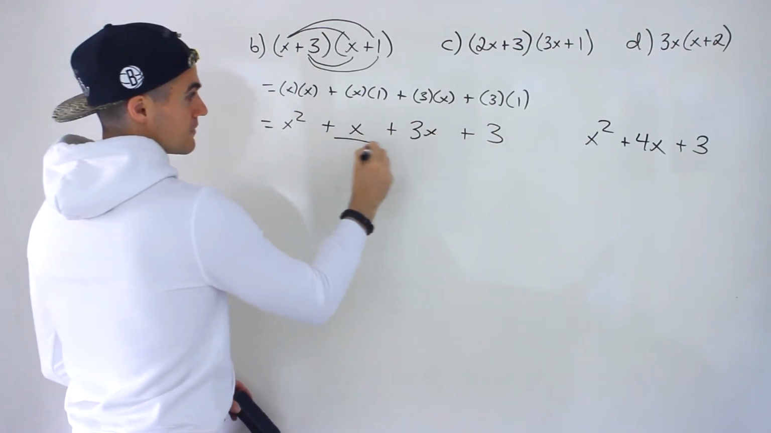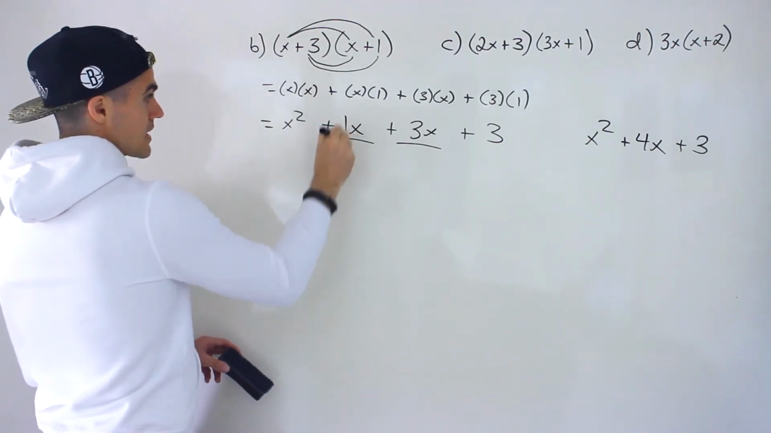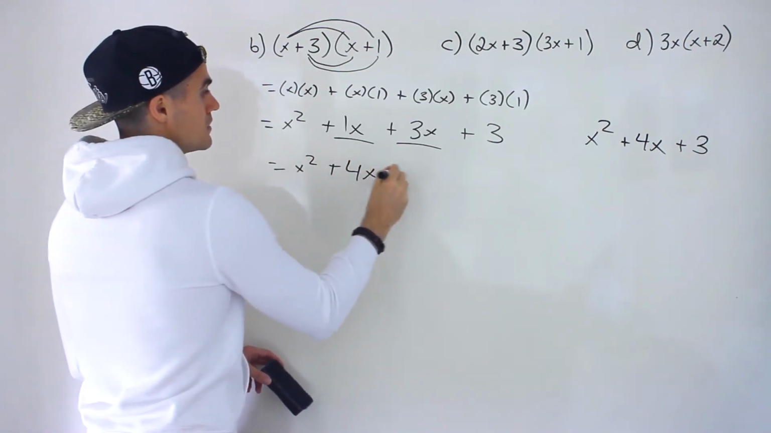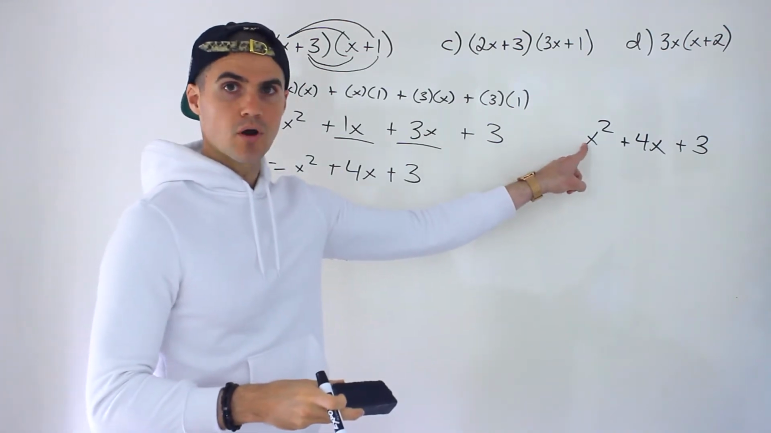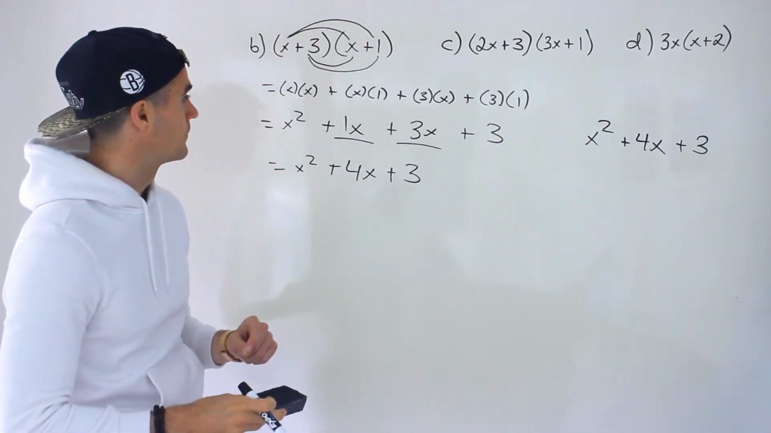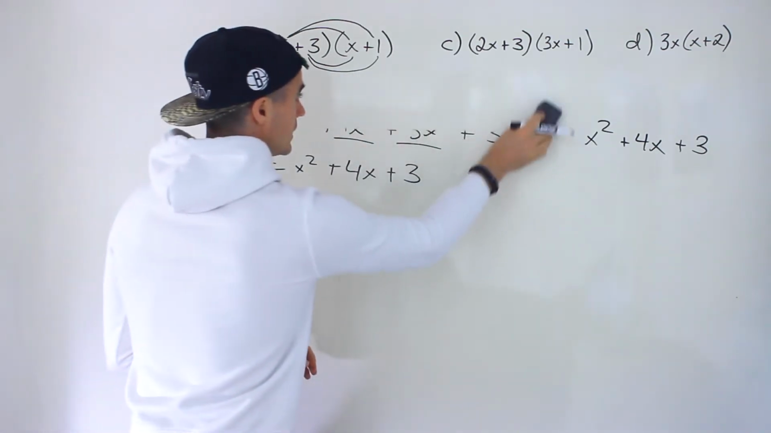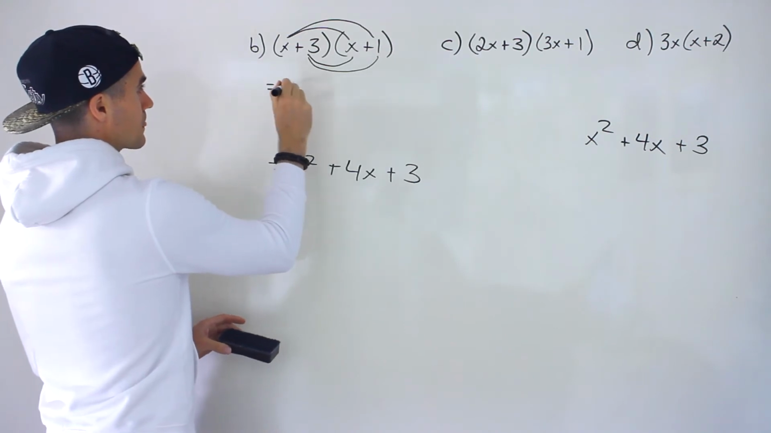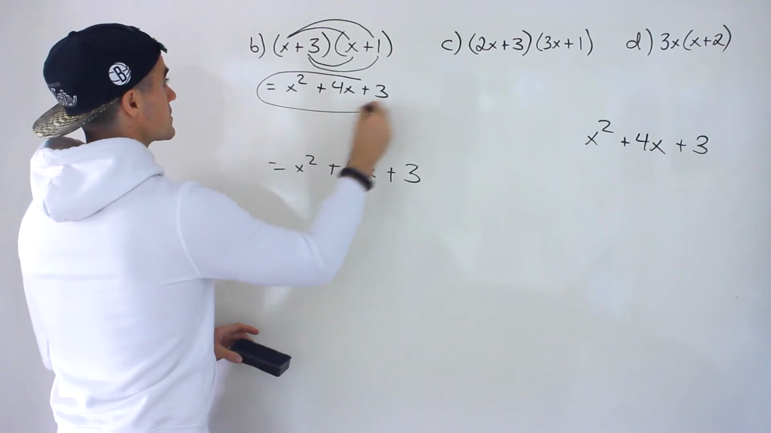And then notice that these two are like terms that we can net out. x plus 3x is like 1x plus 3x, which would give us 4x. And then we have a plus 3. And notice that's the same product that we got before. Right, so this here, x squared plus 4x plus 3, ends up being the answer for part B. So let's write out the answer up here.